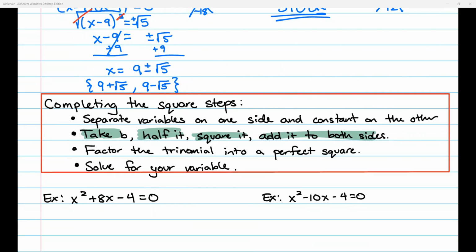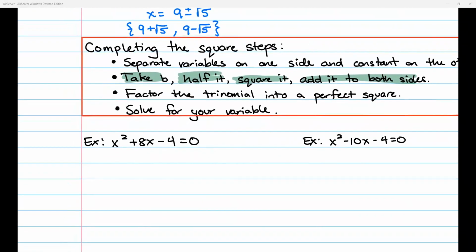If you can say it really fast like that, then it makes this process a lot easier, okay? Once you do that and you add it to both sides, then the left side is going to be factorable into a perfect square, which makes this really, really nice. And you're going to be able to solve for your variable. So let's go ahead and see what this looks like.